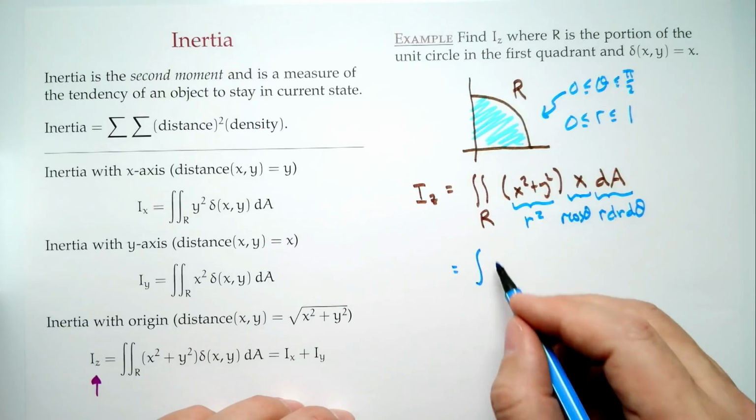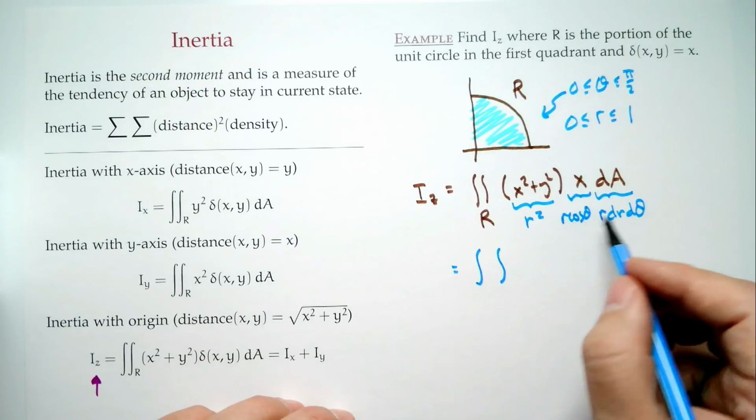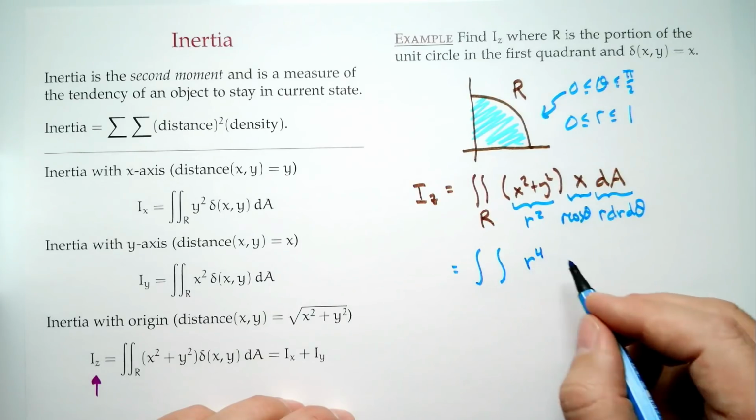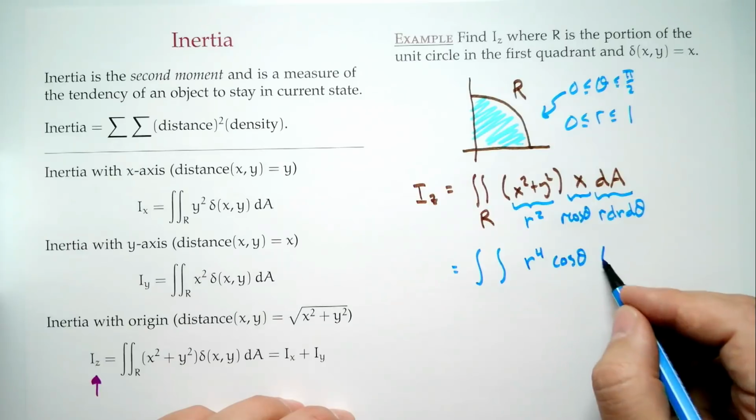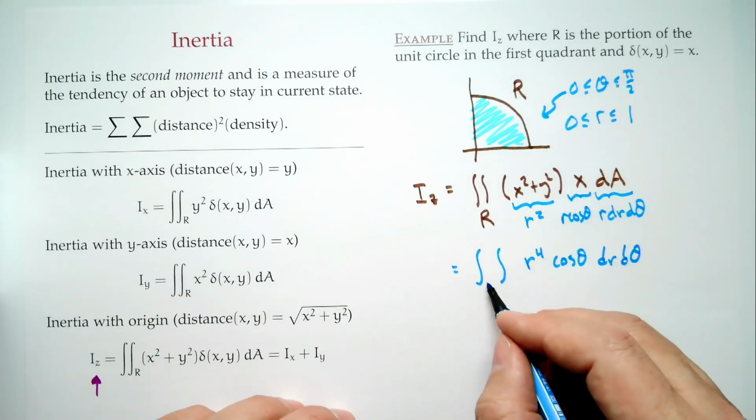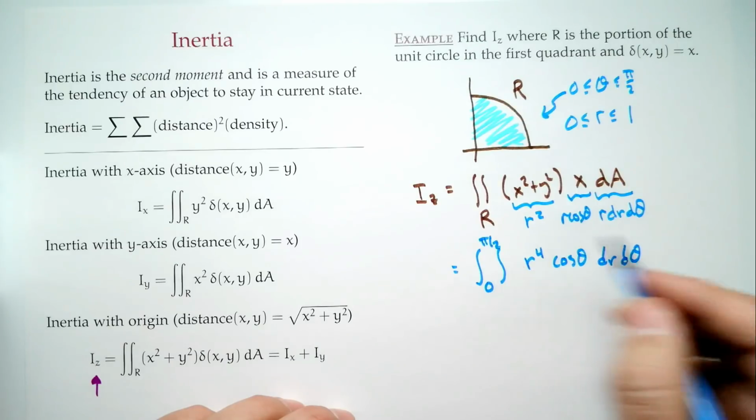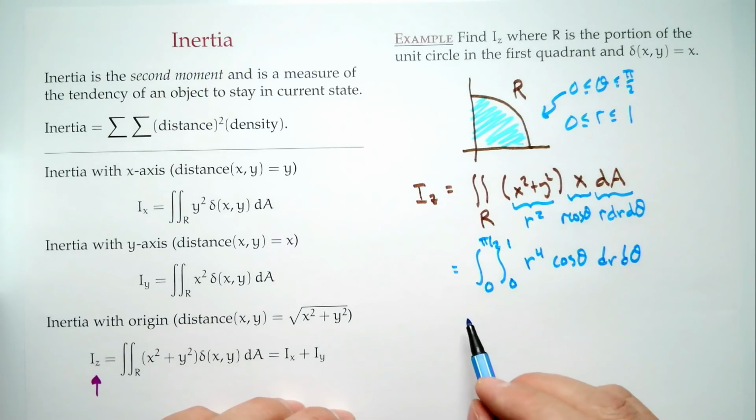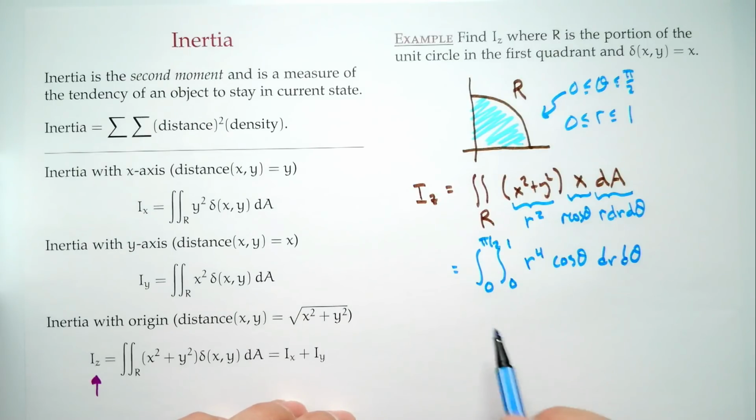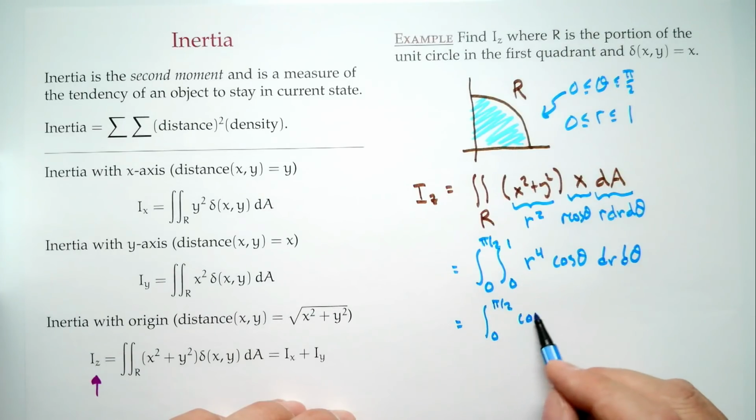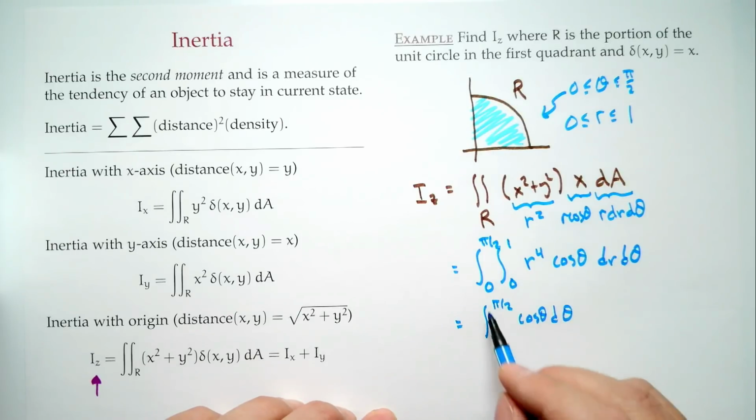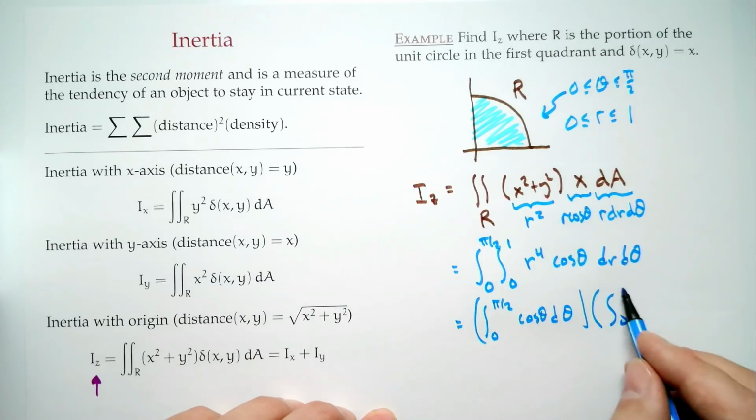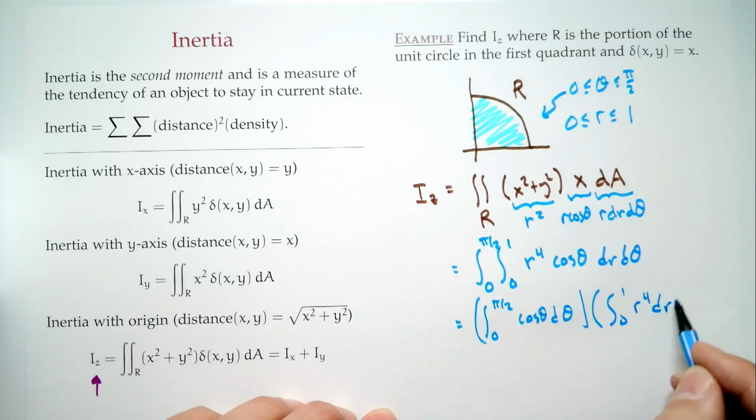So this becomes the integral of r squared times r to the fourth cosine theta, dr d theta, where theta goes between 0 and pi halves, and r goes between 0 and 1. Because the bounds are so nice, and our function is so nice, you can actually compute this by breaking it up into two parts: the integral from 0 to pi halves of cosine theta d theta, and the integral from 0 to 1 of r to the fourth dr.